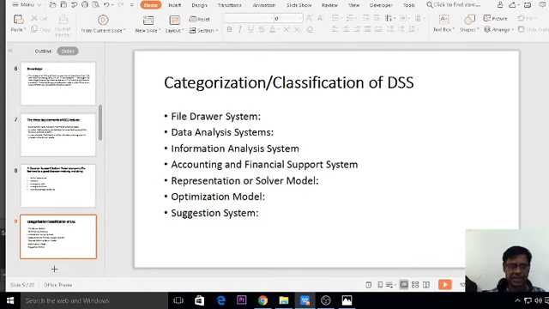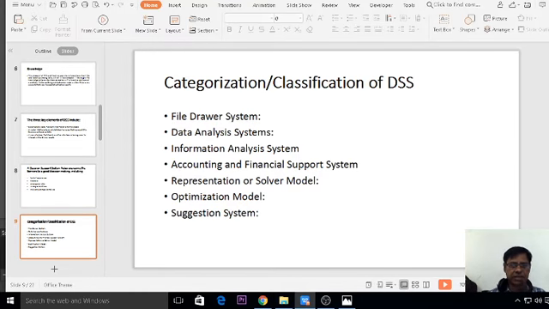And data analysis system is nothing but through this database which is appropriate relative to the particular situation that we are going to select. In data analysis, we are analyzing the data, and from that we are highlighting some points, is it not? That is known as the data analysis system.